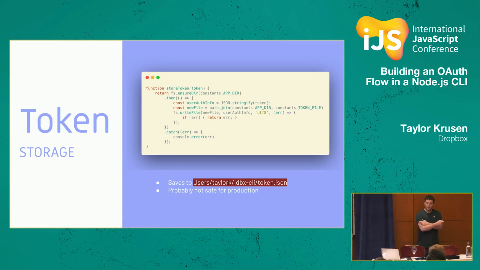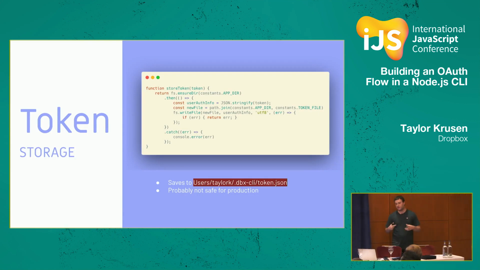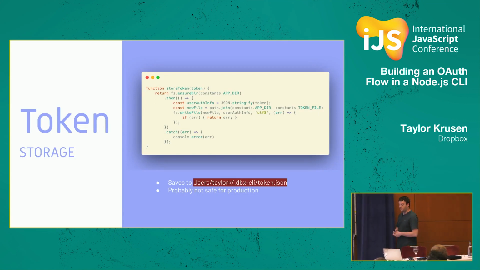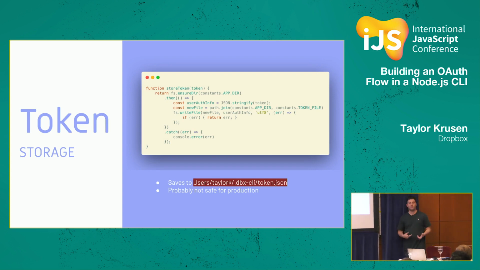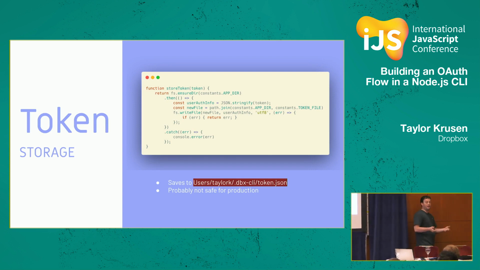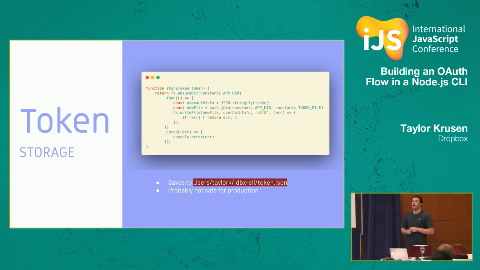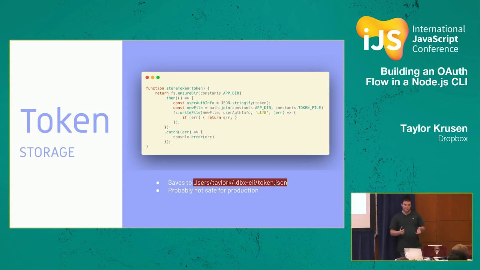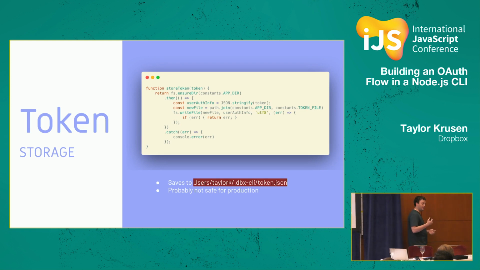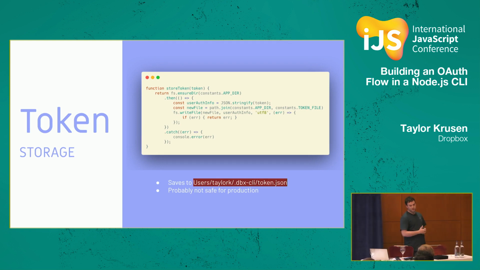So in our application, in the demo that we're going to be looking at today, one of the first things that we needed to do was be able to store a token somewhere. The way that I implemented that is just by writing that token to a JSON file that's in a hidden directory in the root folder of your computer. It's probably not the most secure. If you're going to be using this for actual production purposes, I would encourage you to look into a solution that's a little bit more secure than that.